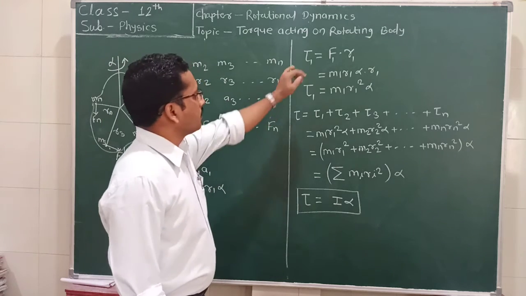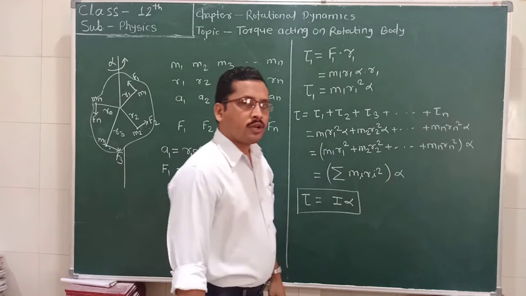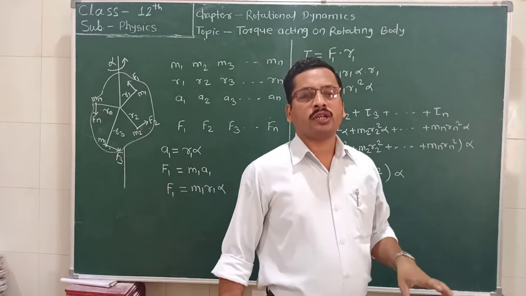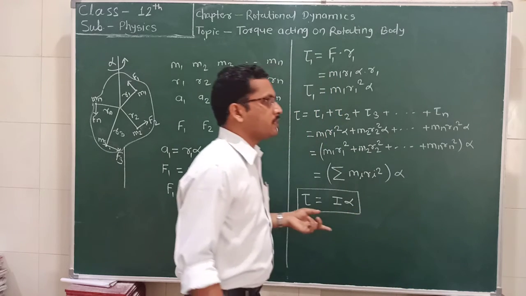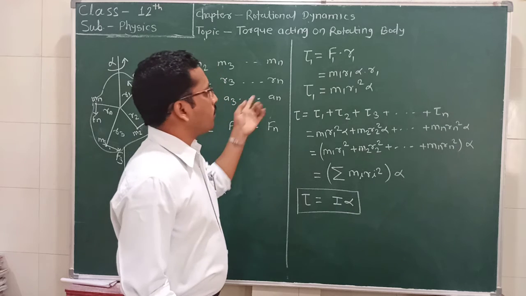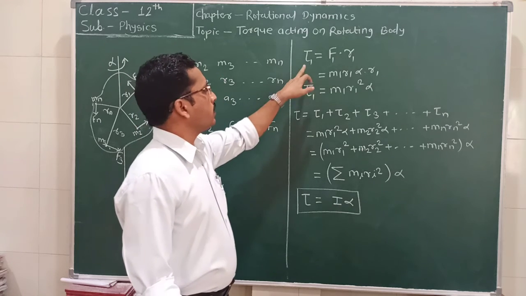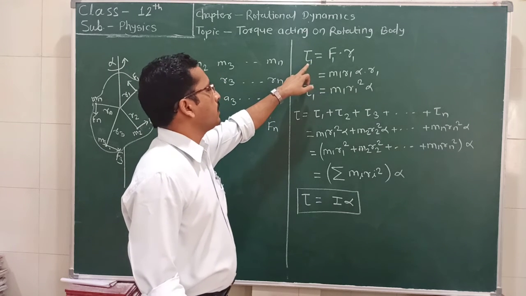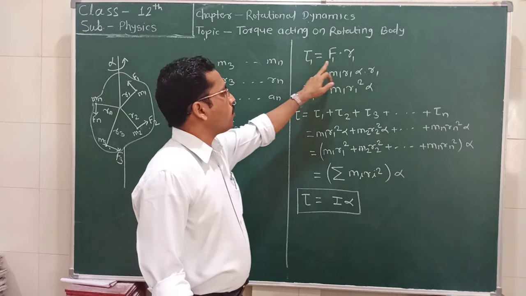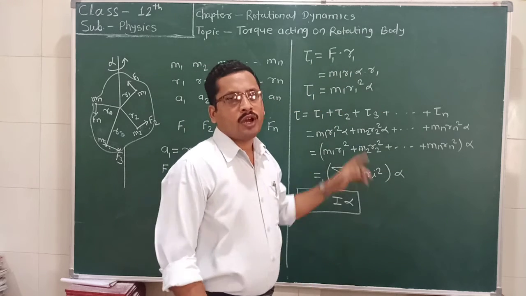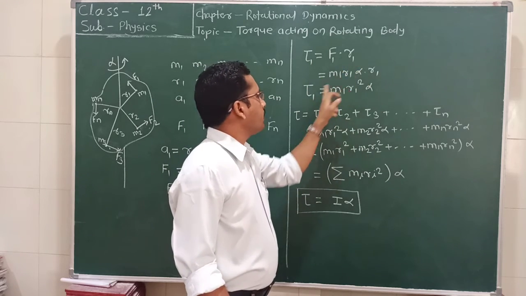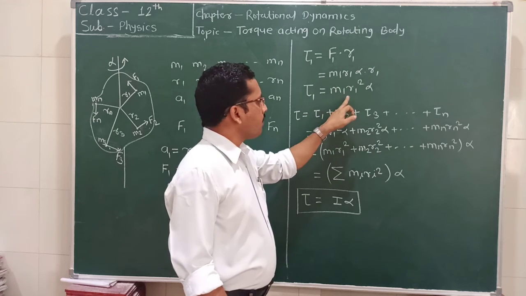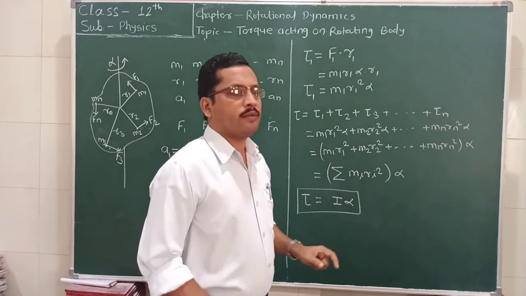Now, we also know what torque is. Torque is nothing but the combination of two forces separated by a finite distance, which is responsible for rotational motion. Now, this is the torque for the first particle. The torque for the first particle, tau, is equal to F1 into r1. We put in the value of F1 and this r1. Therefore, tau is equal to m1 r1 square into alpha.